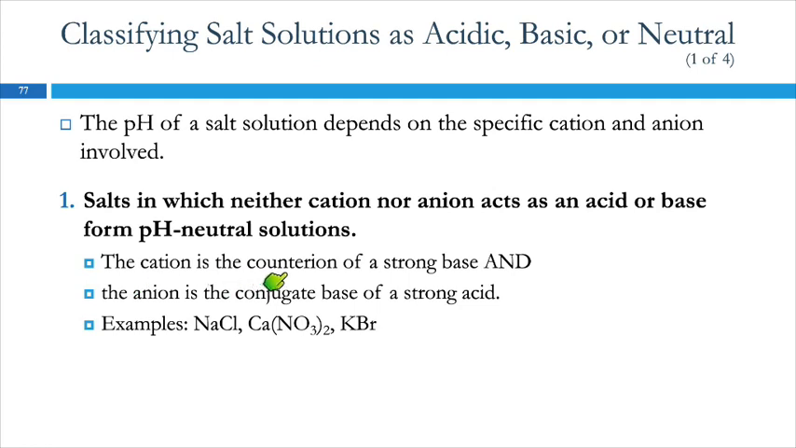The cation is the counterion of a strong base. The anion is the conjugate base of a strong acid. So things like sodium chloride, calcium nitrate, potassium bromide: Br minus from HBr, a strong acid, and potassium from KOH, a strong base. So when these dissolve, they don't alter the pH of the solution.